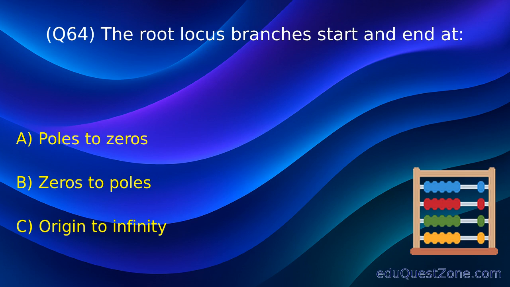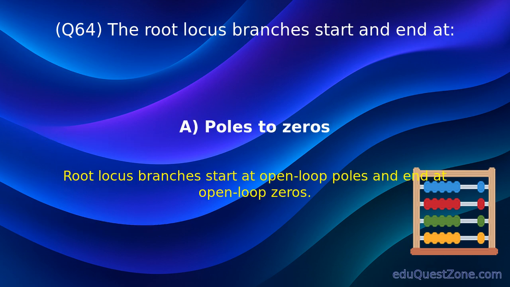Question 64. The root locus branches start and end at. Option A, poles to zeros. Root locus branches start from open loop poles and end at open loop zeros.